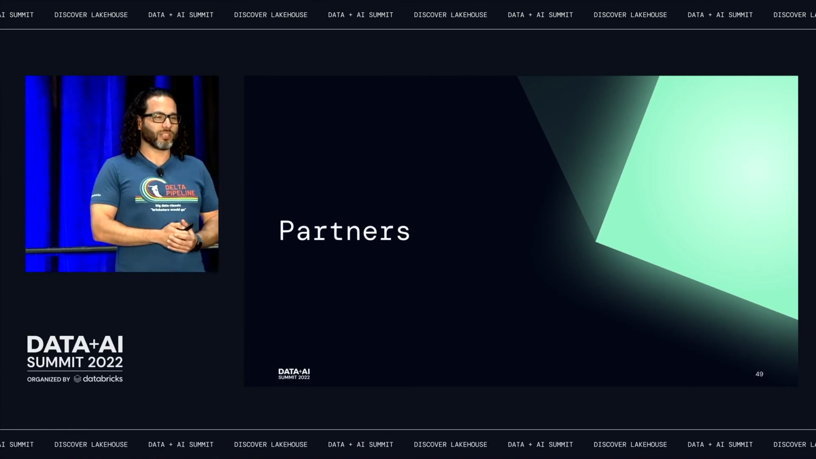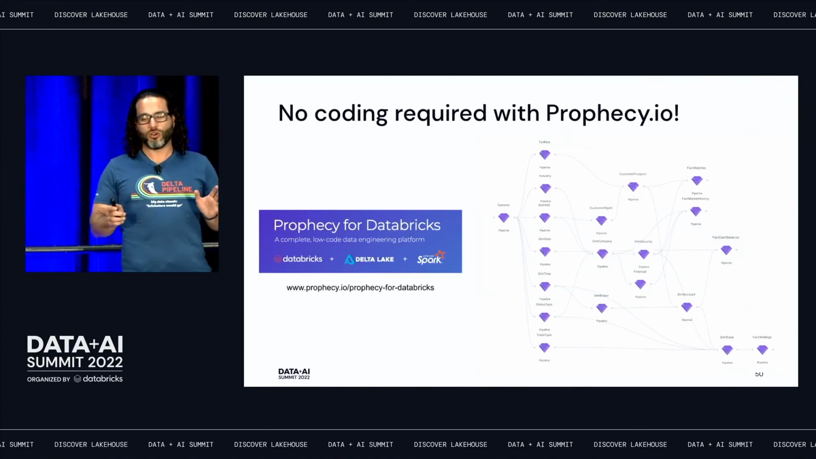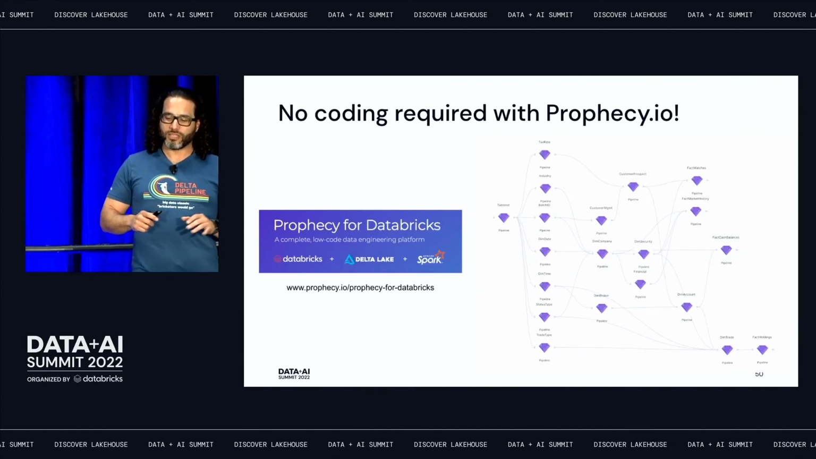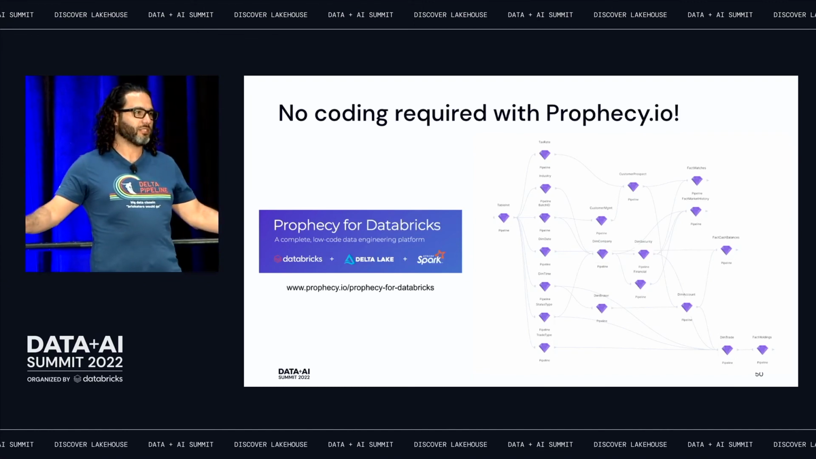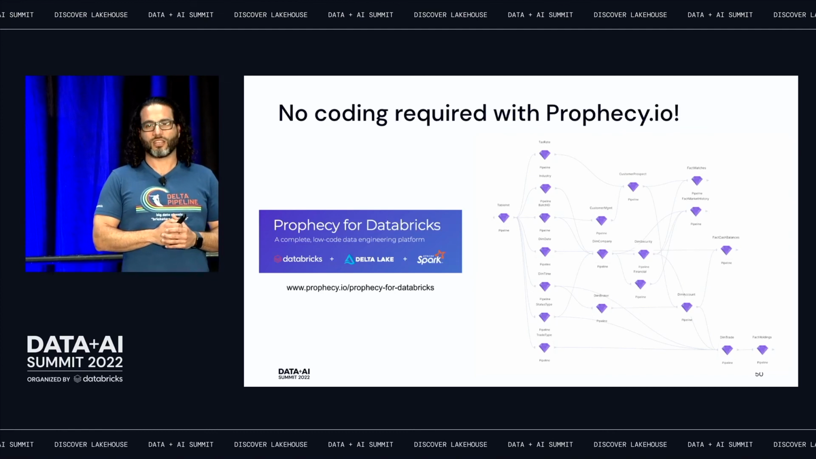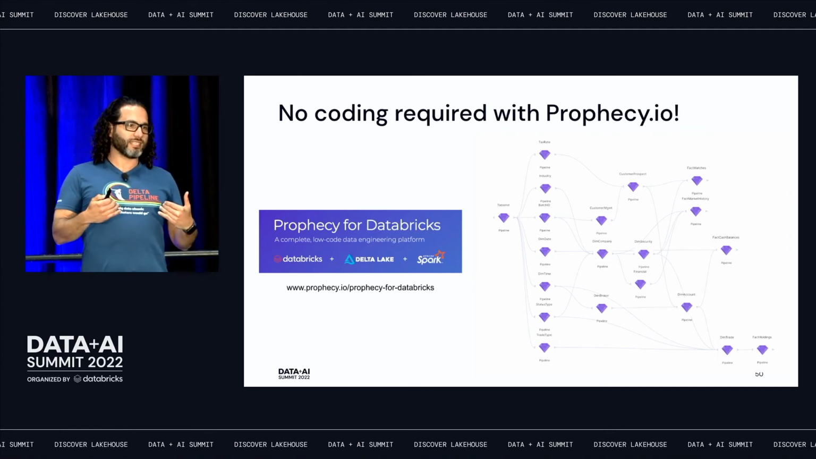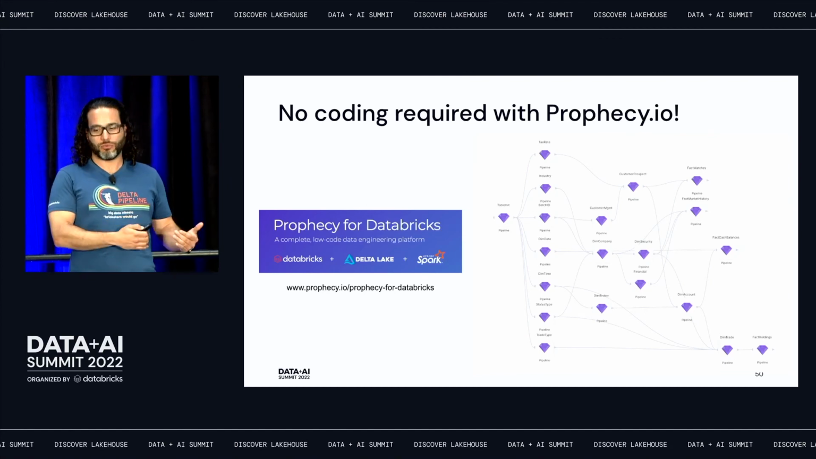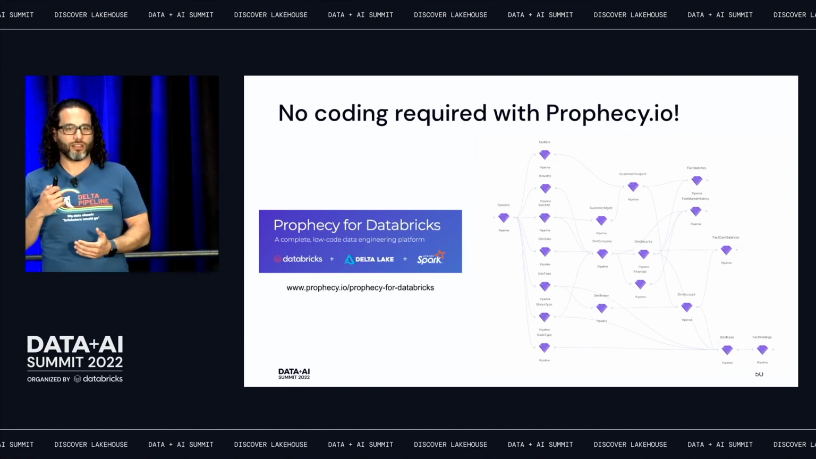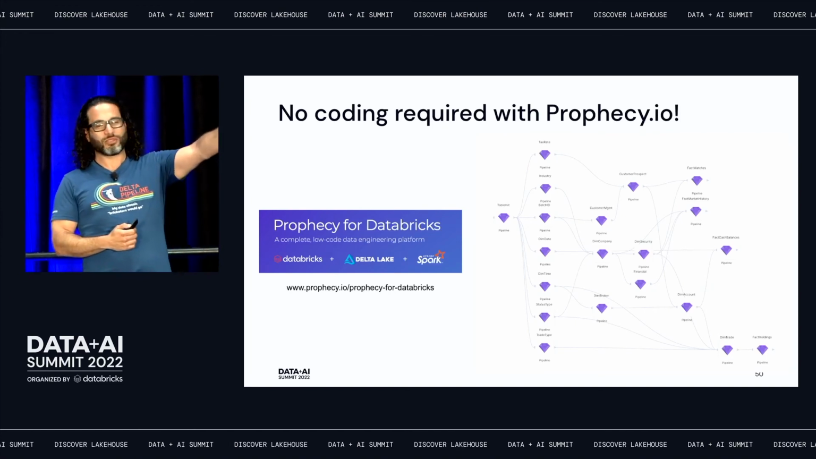But I have some really good friends over at Prophecy. And there is no coding required or low coding required with Prophecy. You could design this entire ETL benchmark and not have to write all of the complex code that we designed today. And actually, we're working with Prophecy so that you can use this as an example workflow for how you would design this. And they're here with us today, so if you want to talk to them about their low-code data engineering solution, please check them out.